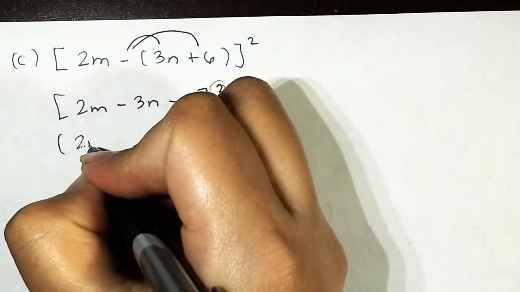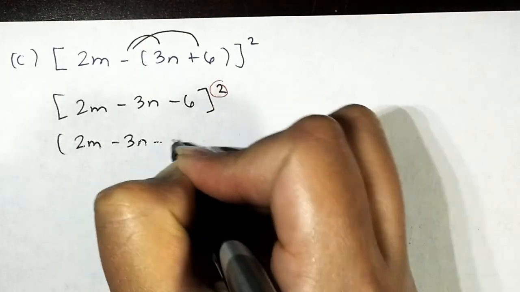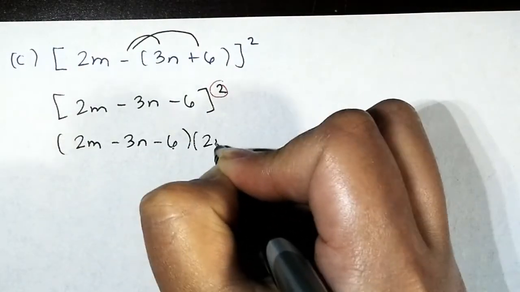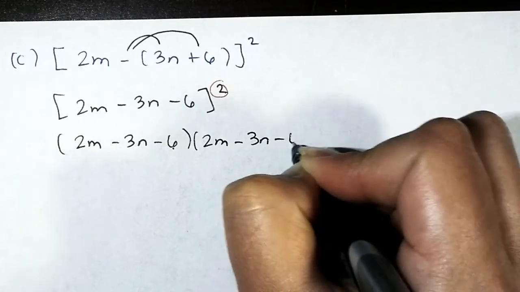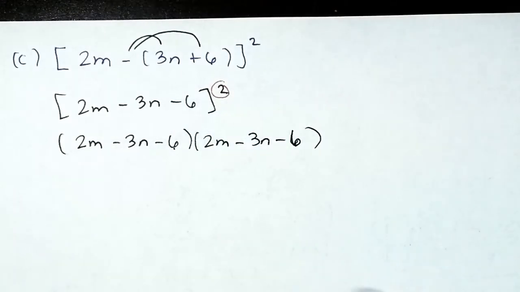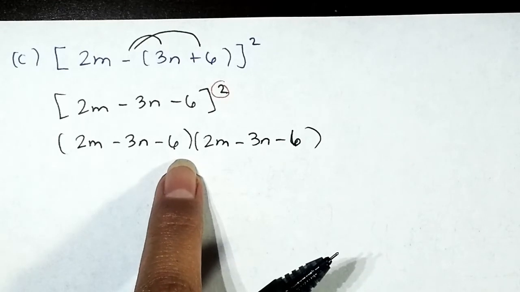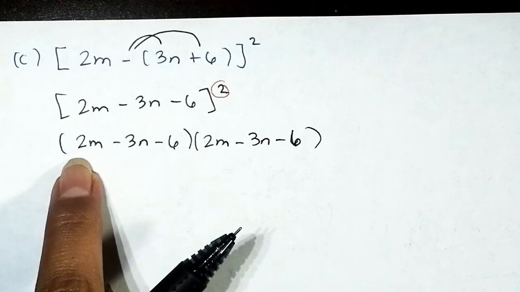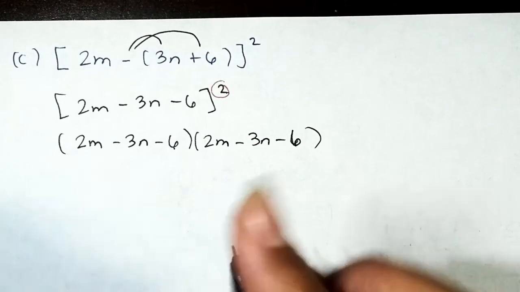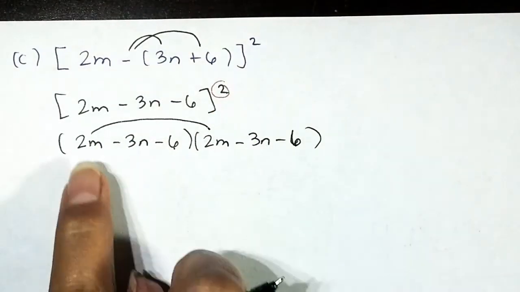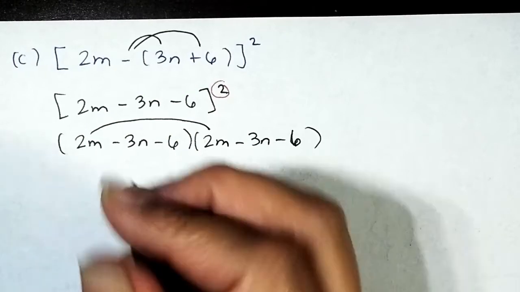So we have 2m minus 3n minus 6, exponent is 2. Now that I have this written in a way that I feel more comfortable with, we're just gonna attack it like we did from the very first video. To distribute a trinomial, we're gonna distribute one term at a time. Round 1, what do we get when we distribute the 2m? 2m times 2m will give us 4m squared.